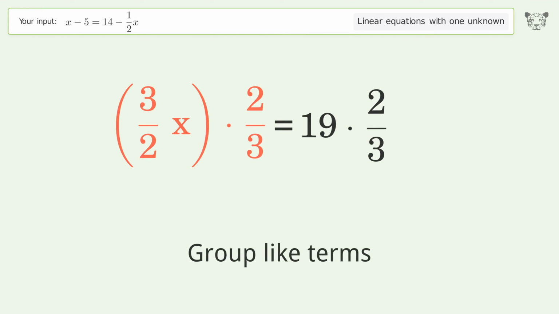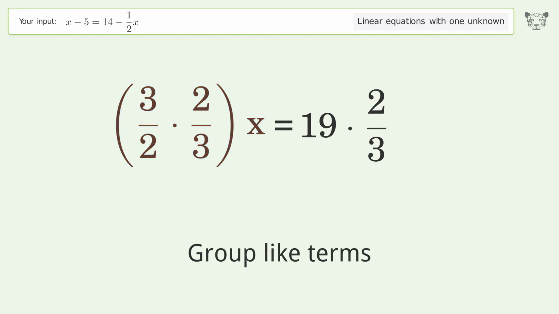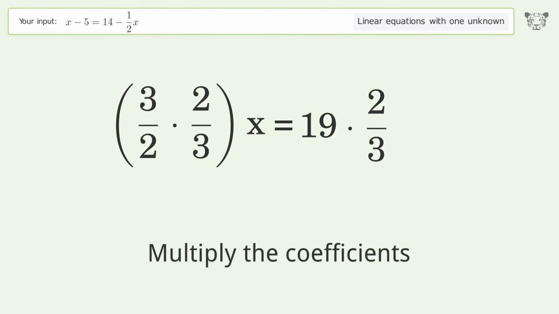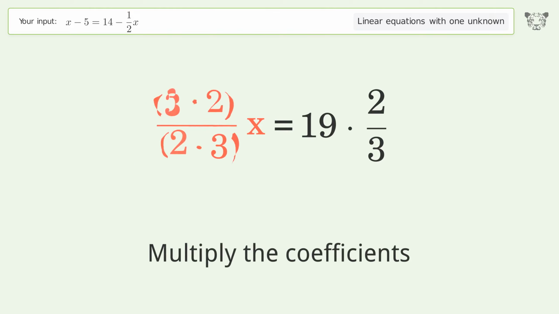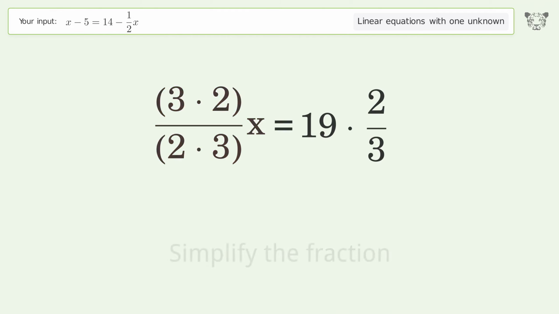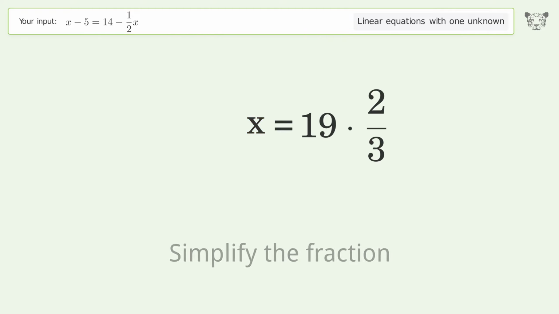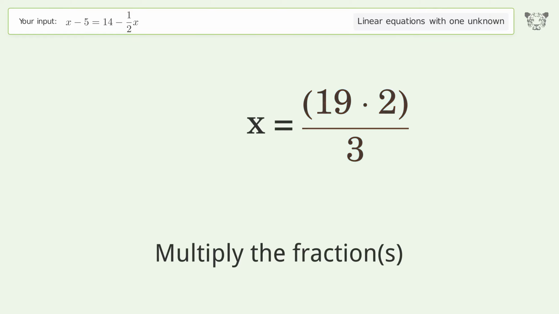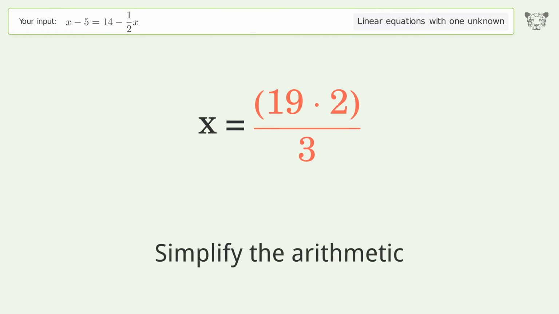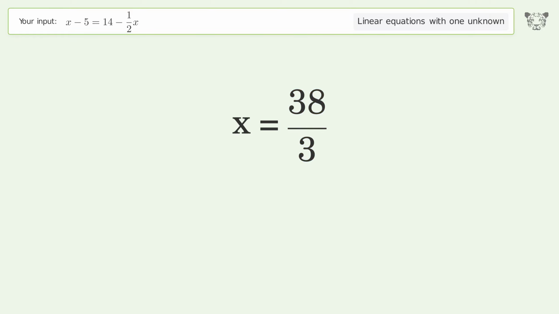Group like terms. Multiply the coefficients. Simplify the fraction. Multiply the fractions. Simplify the arithmetic. And so the final result is x equals 38/3.